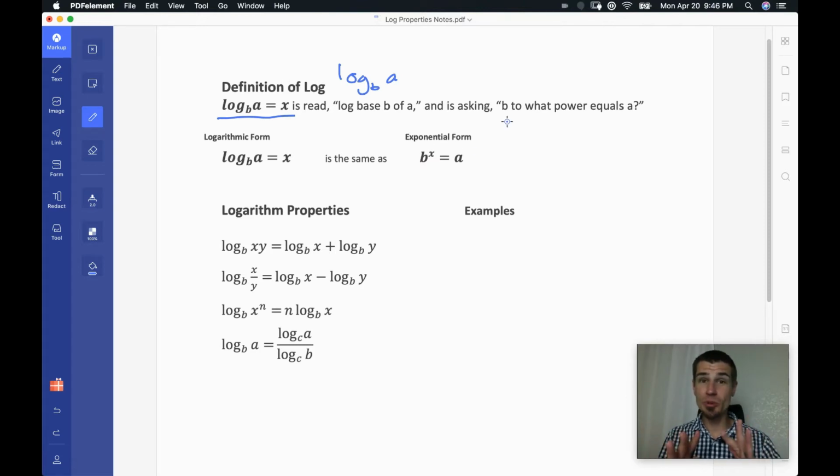Being comfortable with flip-flopping the forms when needed is really the key to logarithms, in my opinion. There's other ways to go about it, but if you can just drill this in your head: log base b of a equals x is the same as b to the x power equals a. What I want to draw your attention to, so that you can start to connect these ideas, is going to help you remember that log base b of a equals x is the same as b to the x equals a.